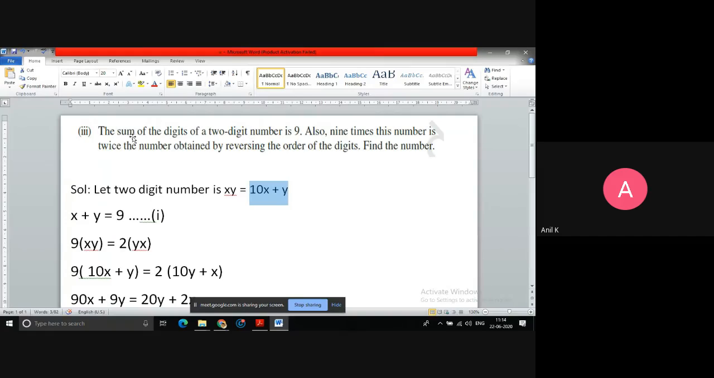Now the first one is the sum of the digits. Here the digits are x and y. So sum means x plus y equals 9. I call it equation number 1.